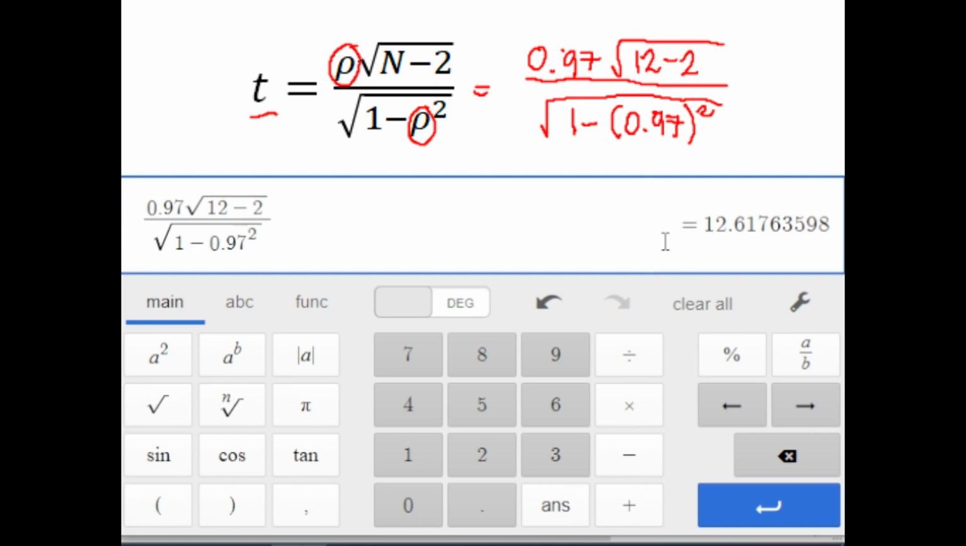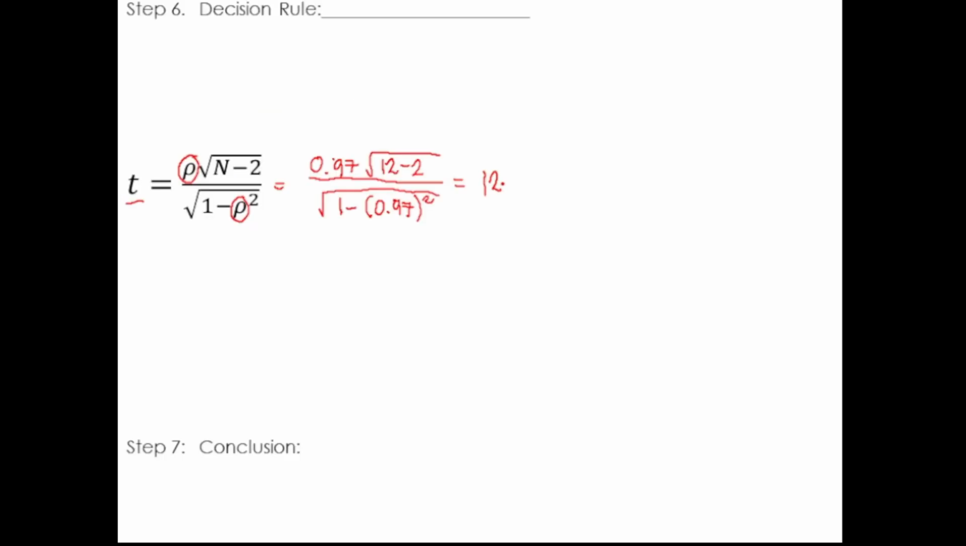Okay, ang sagot po ay 12.62. Bali siya ay magiging 12.62 na po. Okay, decision rule. 12.62 greater than or equal dun sa 2.228. It's a yes. So meaning we reject the null hypothesis.